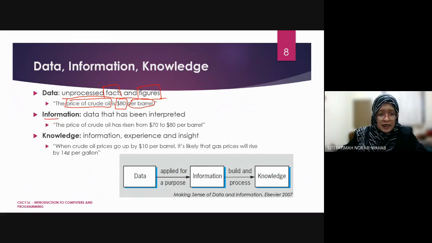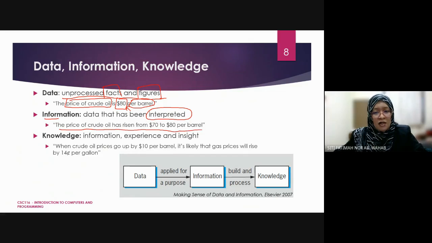Information is the data that has been interpreted or processed. So what can we understand by that information? Okay, we see this price this week maybe. Maybe we can say that the price of crude oil has risen from $70 to $80 per barrel. Okay, last week the price was only $70, but this week the price is $80. Okay, that is information after the data has been interpreted.